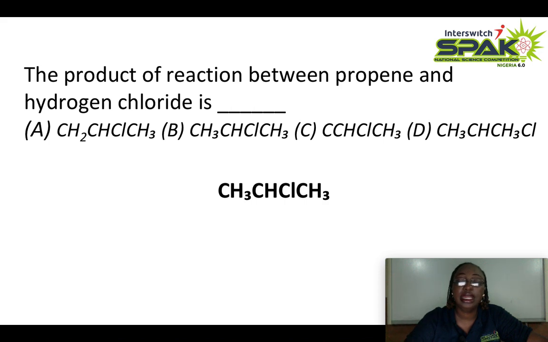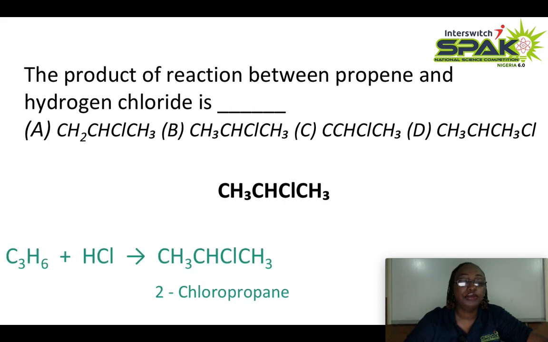Let's see in this reaction. So we have propene reacting with hydrogen chloride to give you 2-chloropropane.